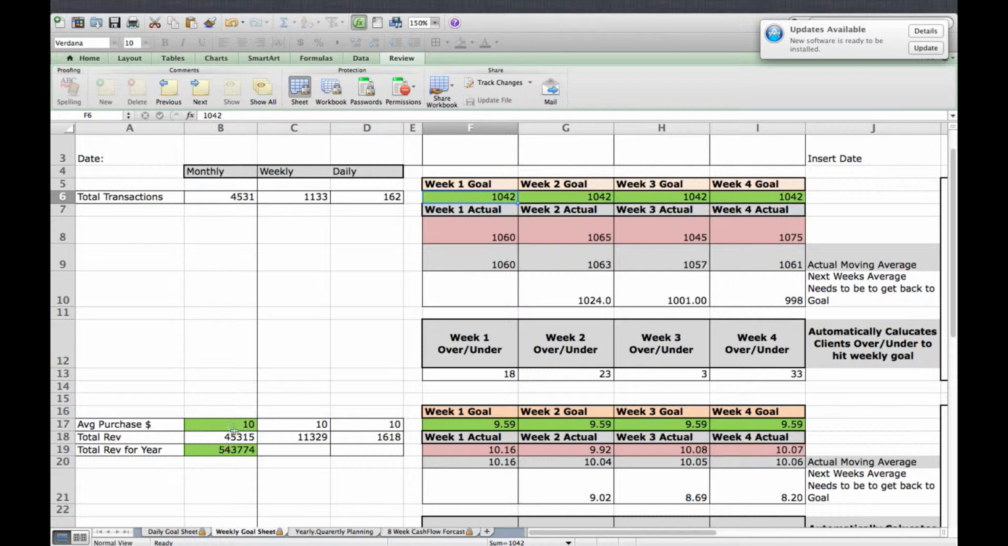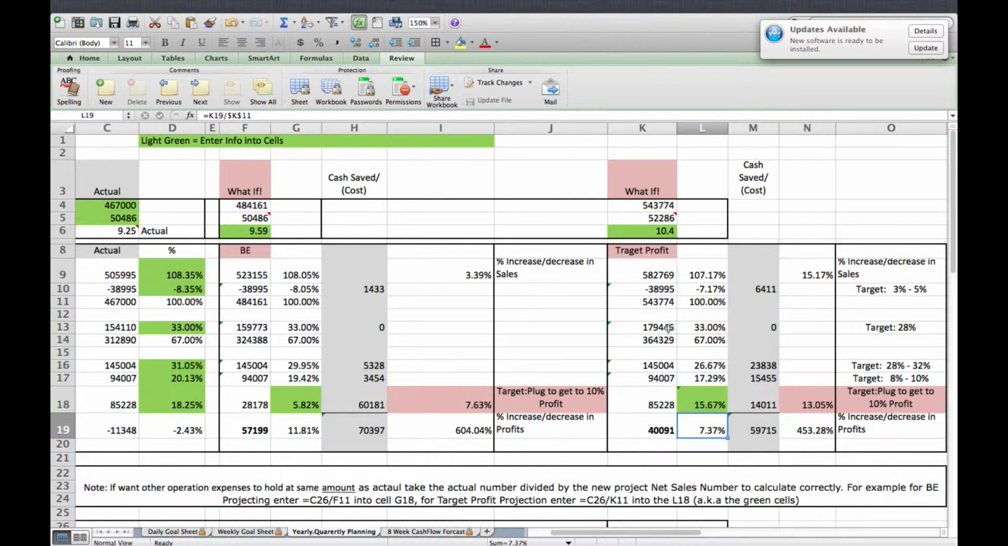So we'd input that there, and then we'd know what our total revenue would need to be per month, and then our transactions would be up here, how many we need to do in order to hit that. So that would be one way to combine this with our yearly or quarterly planning sheet to make sure that we're on track.